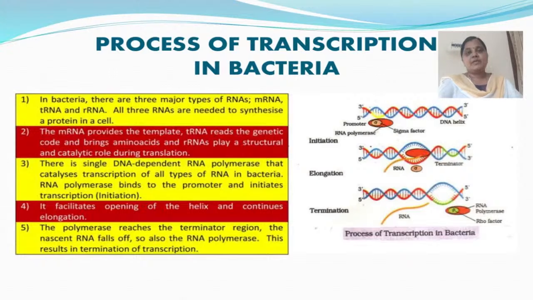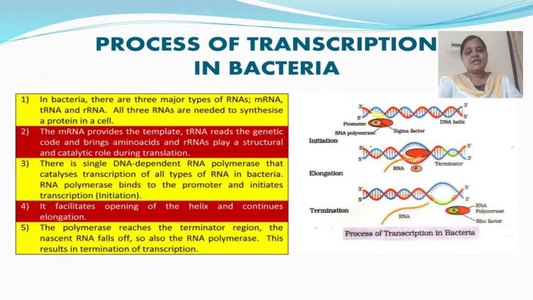So this is about the process of transcription in bacteria and also the types of RNAs. How many types of RNA are there in bacteria? There are three major types of RNA: mRNA, tRNA, and rRNA. And in the process of transcription in bacteria, there are three steps: initiation, elongation, and termination.